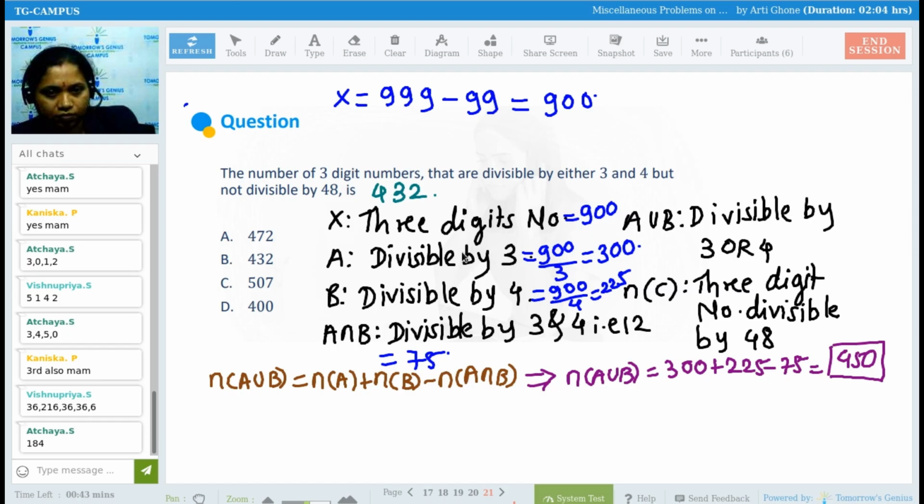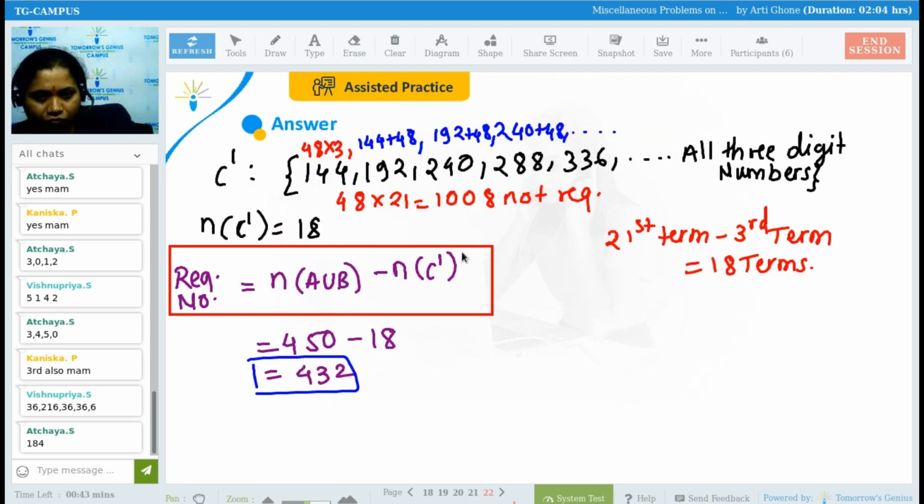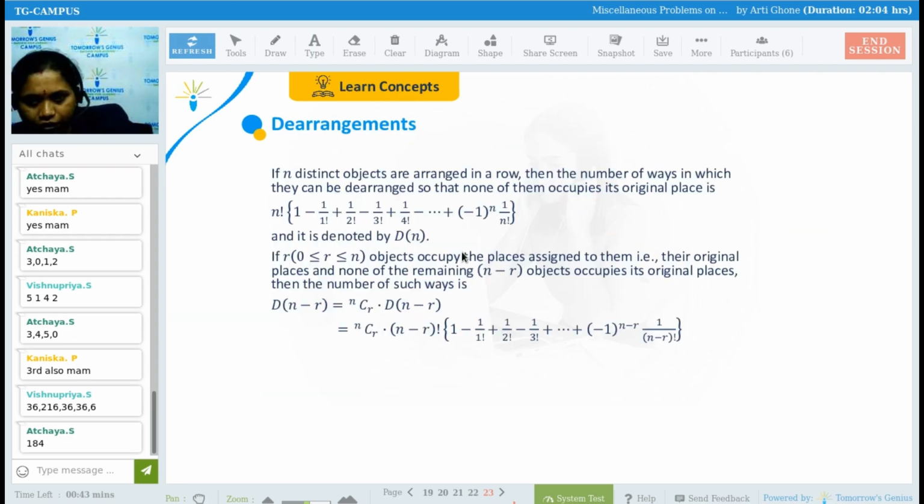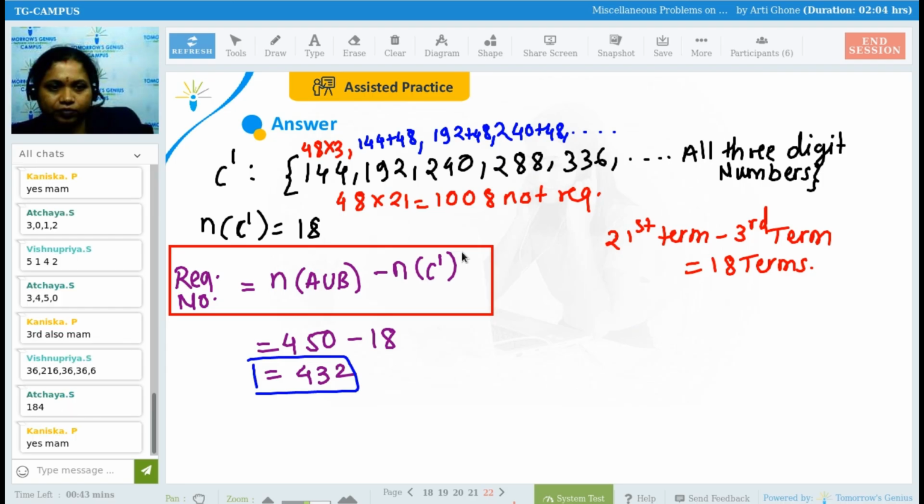Clear? Is there any doubt? See, if the question is limited up to 3 and 4, you can directly apply the inclusion and exclusion principle only. Okay? But the extra added thing is not divisible by 48, which is the C complement. So it is 432. Cleared?